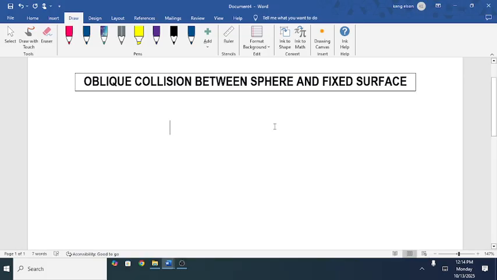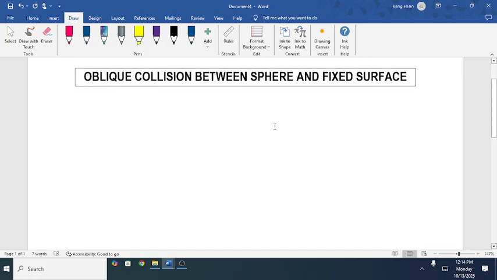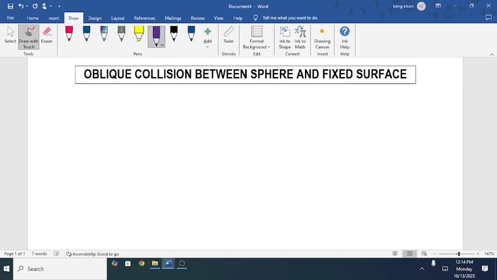Okay, so we are going to be looking at oblique collision between a sphere and a fixed surface. We are going to start with case 1.